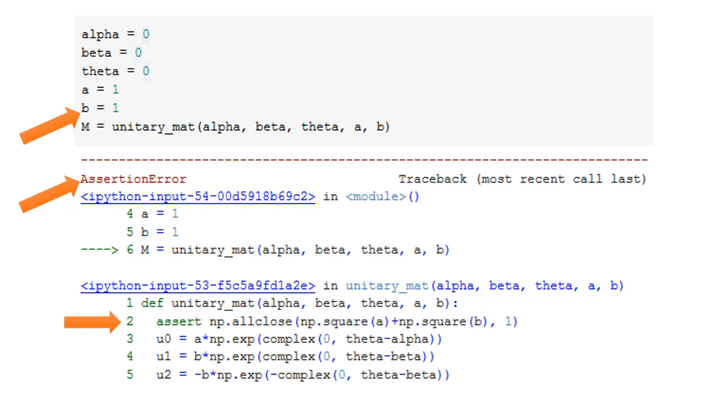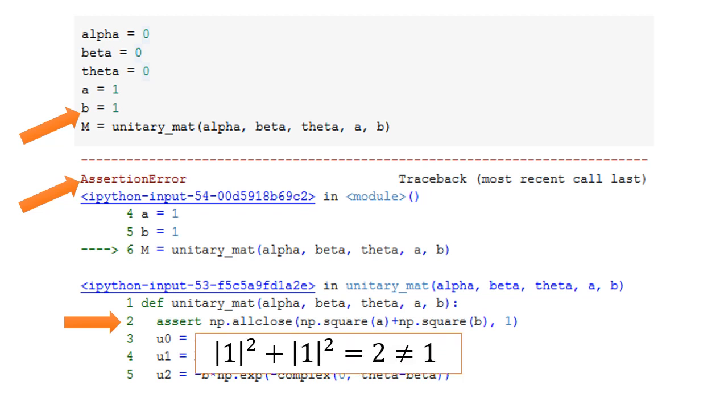We can see that the error message said that the line 2 assert np.all(np.square(a) + np.square(b), 1) is false, because 1 square plus 1 square equal to 2, not equal to 1.